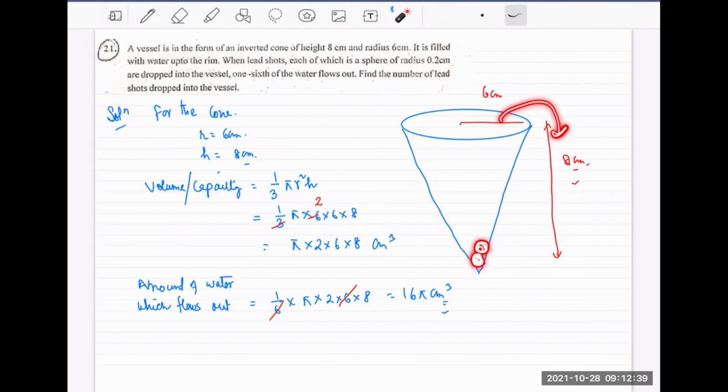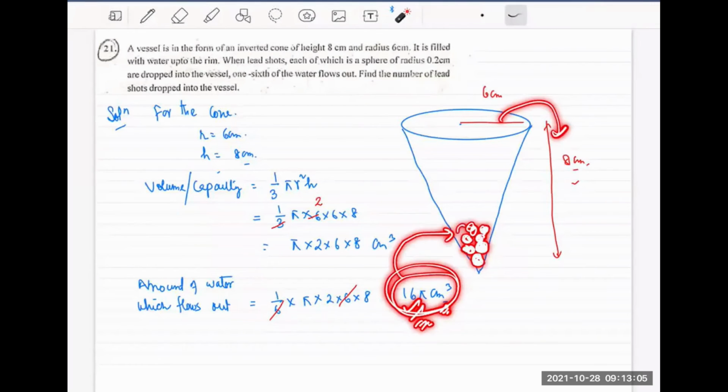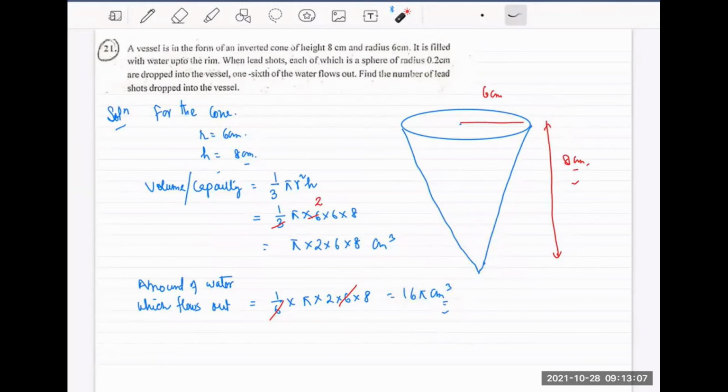If we drop 2 lead shots, then more water will flow out. If we drop 3, more water, 4, more water, 5, more water, 6, more water. The question wants to know how many lead shots we put in there. We already know how much water has flown out, right? So how much water flows out will be equal to the volume of the lead shots that you drop here. The volume of one lead shot we can find out because the radius of the lead shot is given here. So let's find out the volume of the lead shot.